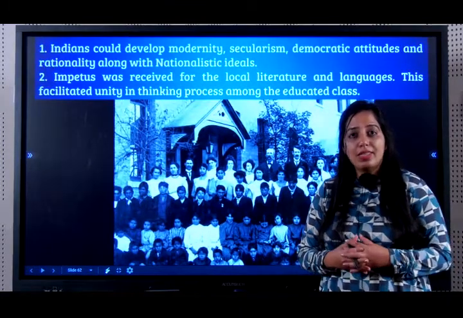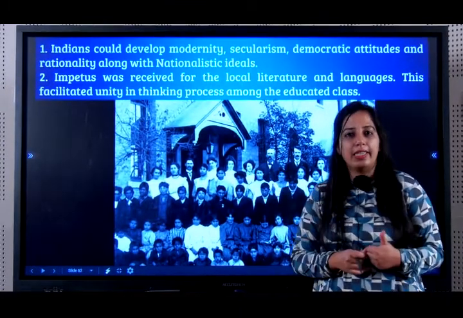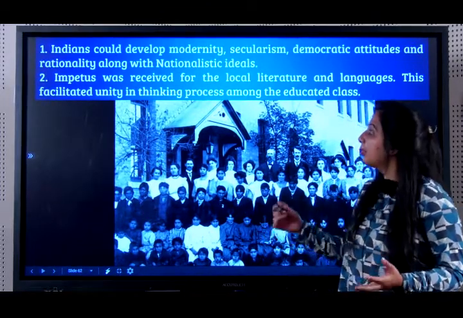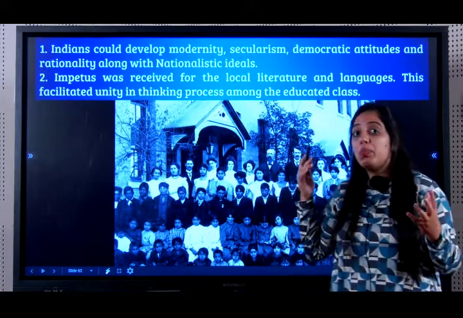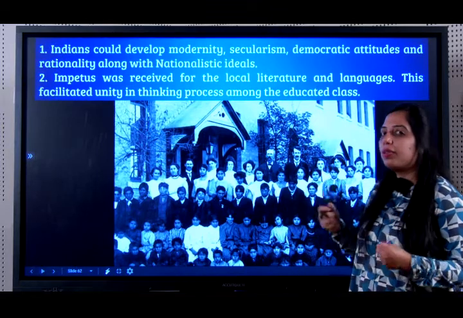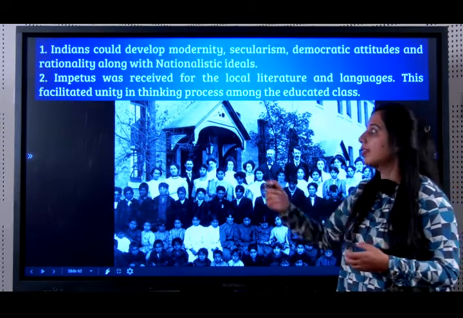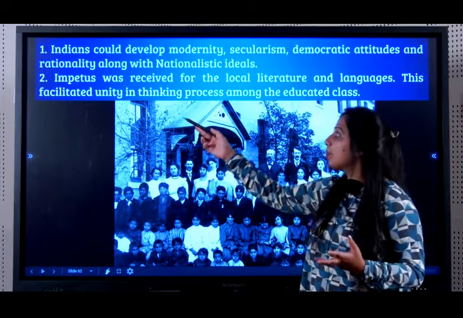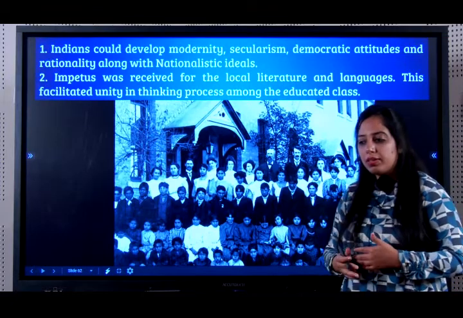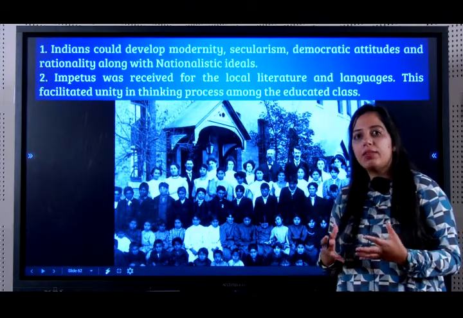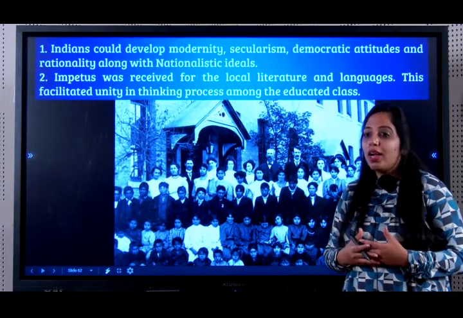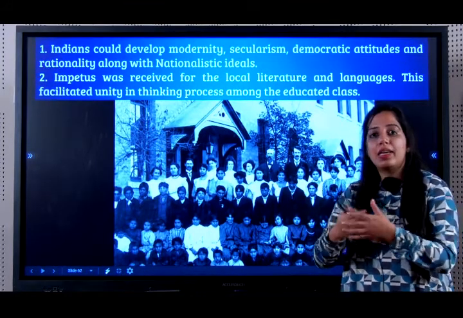Students now in the school syllabus learn democracy, equality, nationalism, liberty, fraternity, these values. So Indians could develop these modern thoughts by access to such learning, and they also developed the feeling of nationalism. Impetus or encouragement was given for local literature and languages. Because they could study all these ideas and values even in the local vernacular languages of their own mother tongue, they could now understand these values better and become united.